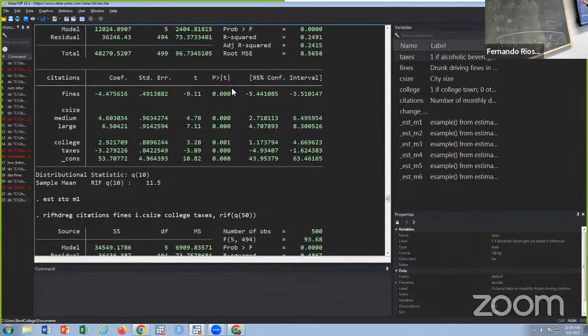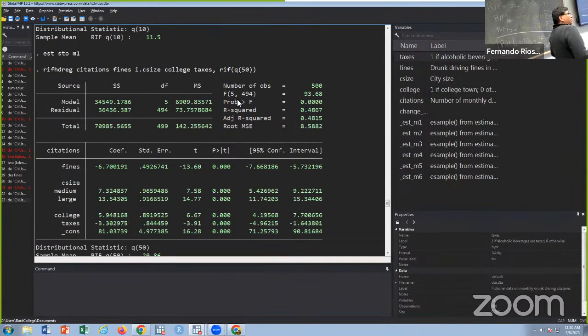Now, what this is saying is, what if we impose a change on fines of $1,000 per year? According to this, the 10th percentile will decrease from 11.5, and the new one will be 11.5 minus 4.77, so about 6. In the next one, same idea, a $1,000 increase in fines, so a 1 unit increase in fines for everybody. It declines by 6.7, so it would go from 20.86 to about 13.